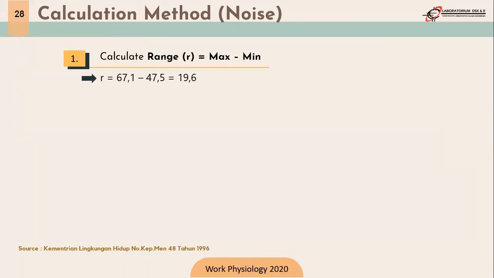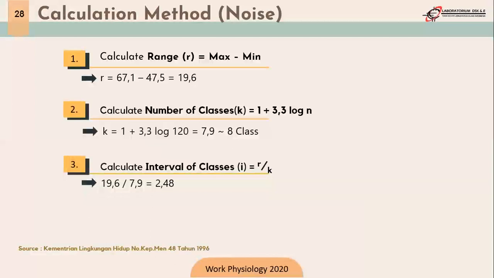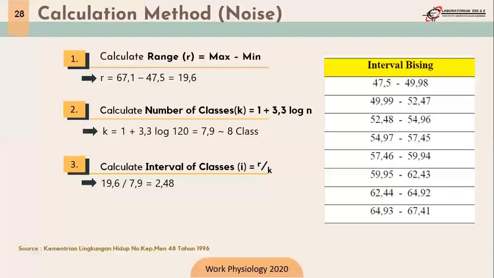Okay, like this. And then for the second, to get the number of classes or K, we can use the formula like that. Then we got the K value of 8. So there are 8 class intervals in this case. After that, we can calculate the interval of the class. This I value is obtained from R divided by K. So we got 2.48. Then with this interval value, we can make the noise interval like this table.